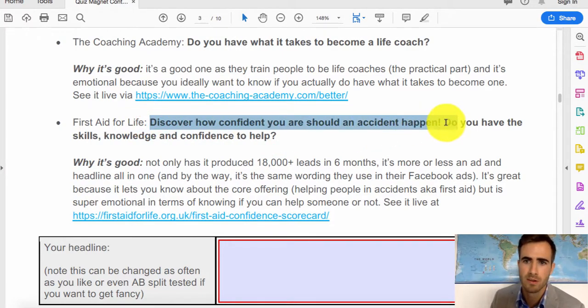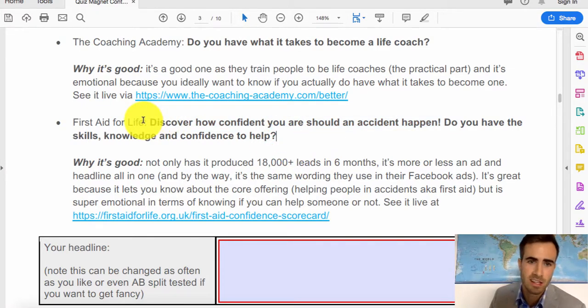One is the first one here, which is "Discover how confident you are." "Discover how confident you are should an accident happen," if I can spit that out properly. So that's like a very emotional sort of part in terms of discovering how confident you are. And then, "Do you have the skills, knowledge, and confidence to help?"